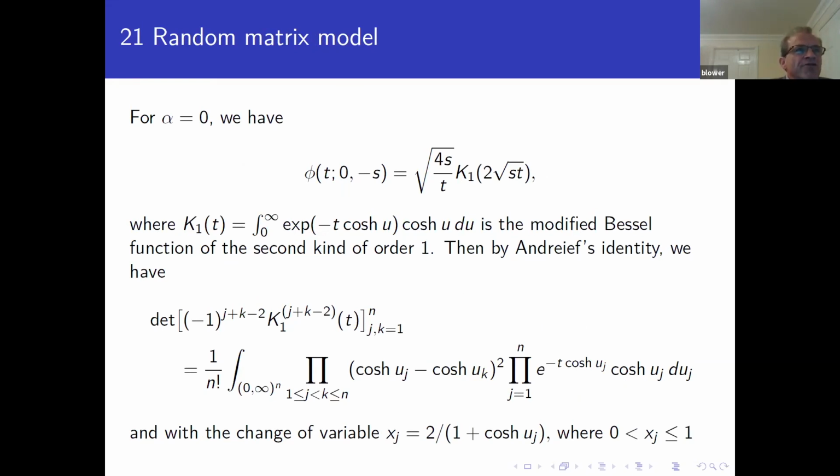We make a further specialization and take alpha equals 0, in which case the scattering function becomes a modified Bessel function of the second kind. This is a so-called k-Bessel function, which you can write with a running variable u and hyperbolic cosine function as an integral of the exponential of e to the minus t cosh of u, and so on. So that's a standard function that arises from the scattering function that I was discussing above.